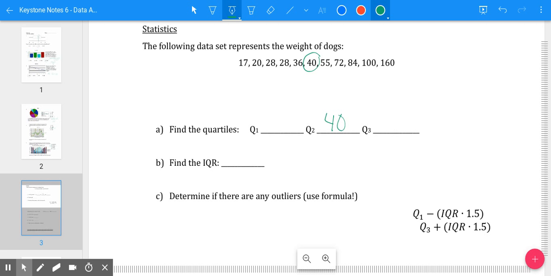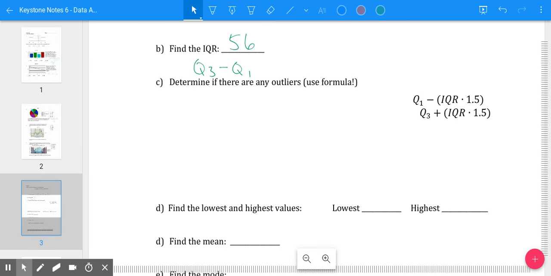And then remember, this kind of creates a divider at the 40. So we're looking for the median of this half and the median of this half. So we count in to the third spot on each end. So 28 is quartile 1 or the lower median, and 84 is quartile 3 or the upper median. IQR, remember, stands for interquartile range. This is really saying take Q3 minus Q1. So take 84 minus 28, and we're looking at an interquartile range of 56.